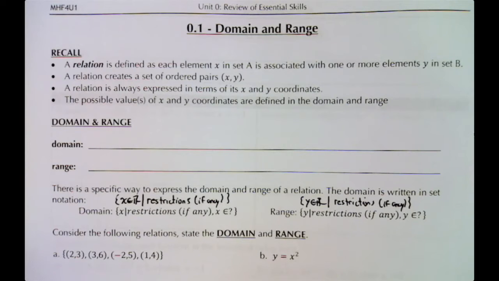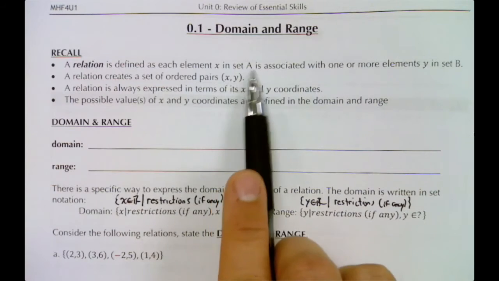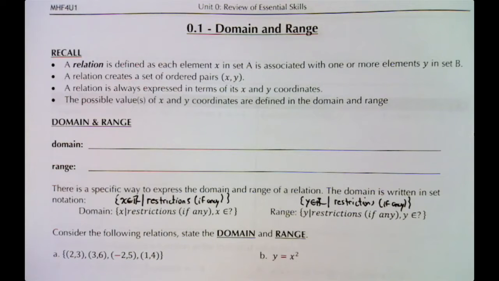So for example, we could have the point (1, 4). That means 1 is X and 4 is Y, and the relationship is that 1 gives us 4. A relation is always expressed in terms of X and Y coordinates. The possible values of X and Y coordinates are defined as the domain and range. And if you remember, all of the X's make up the domain.